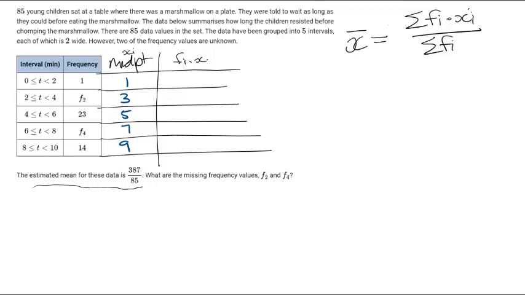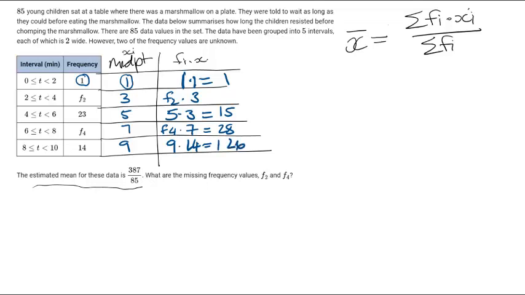The next thing I want to do is multiply, so it's going to be frequency multiplied by the midpoint. So 1 times 1 is 1. Next up, I'm going to have F2 times 3. Next one is 5 times 3, which is 15. Next up, we're going to have F4 times 7. Then we're going to have 9 times 14, which is 126.